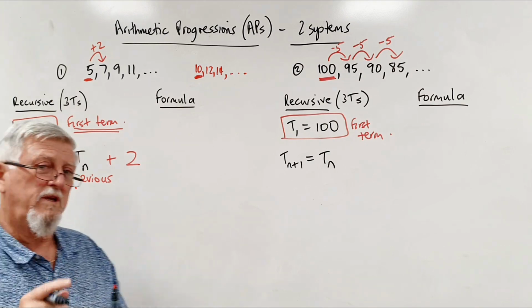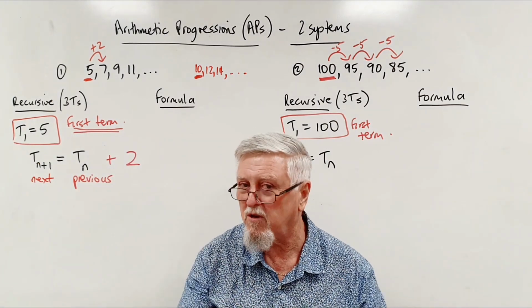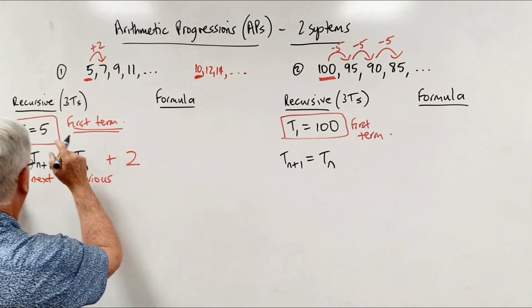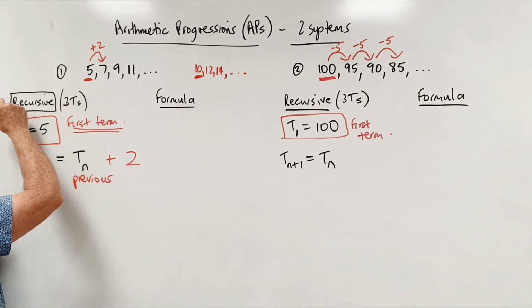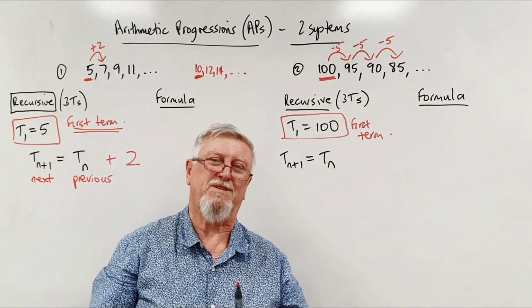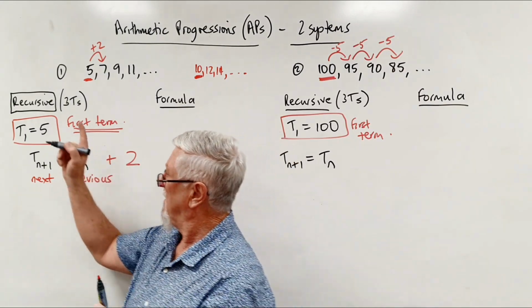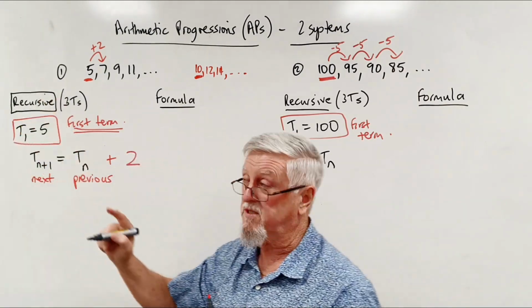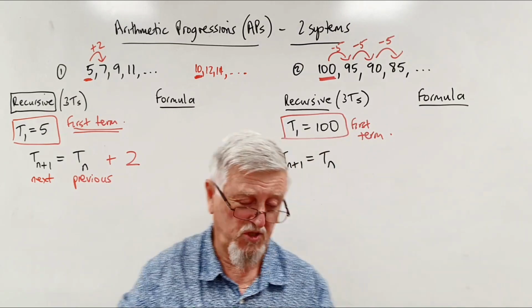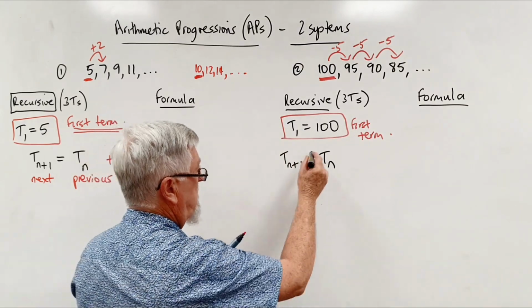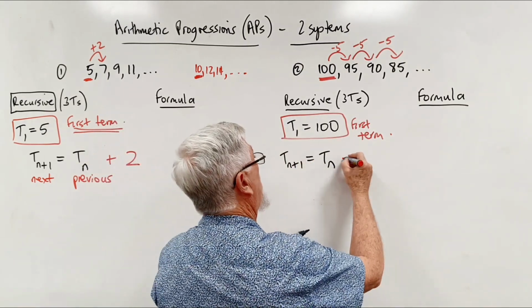Now, in the wording of the question, if it does not say recursive, you do not use this system. You only use this system if it's irrelevant which system you use, or you know that the question says it's recursive. We'll go to the formula in a second to show you the other types of questions. So in this one, each time we're going to subtract 5.